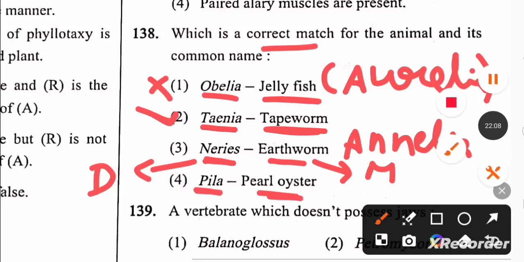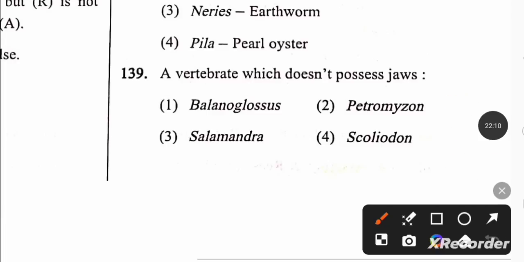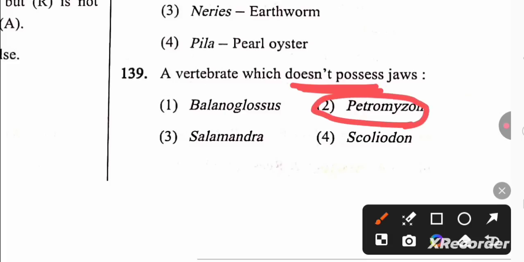In the next question, the vertebrate that does not possess jaw is Petromyzon. Petromyzon is the right answer for this. Let us move to the next question, children.